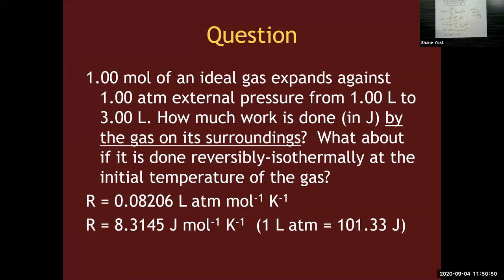So I have one mole of an ideal gas that expands against one atmosphere of constant pressure from 1 liter to 3 liters. How much work is done by the gas on its surroundings? And what about if it's done reversibly and isothermally at the initial temperature that the gas was at?